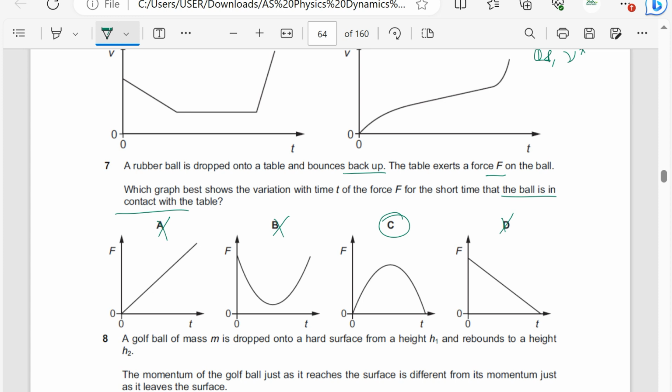Okay, let's look at this before. When it just touches, this is the table, it is just touching the table.